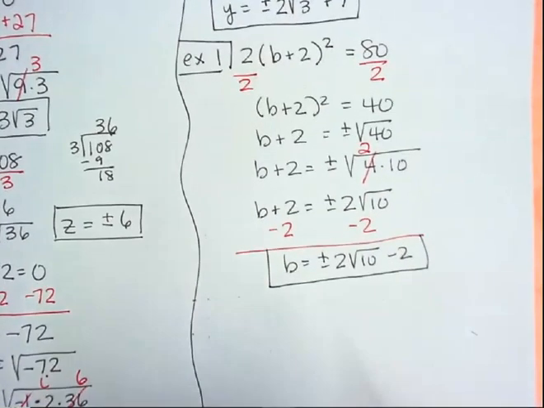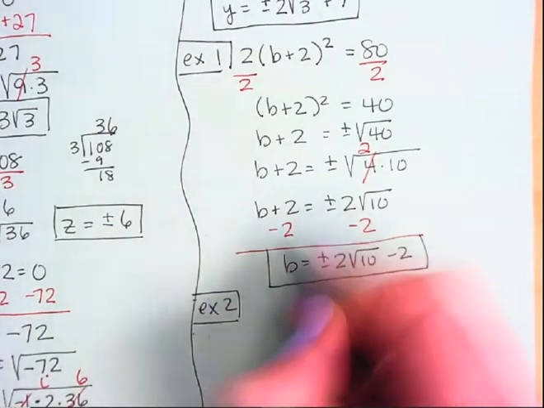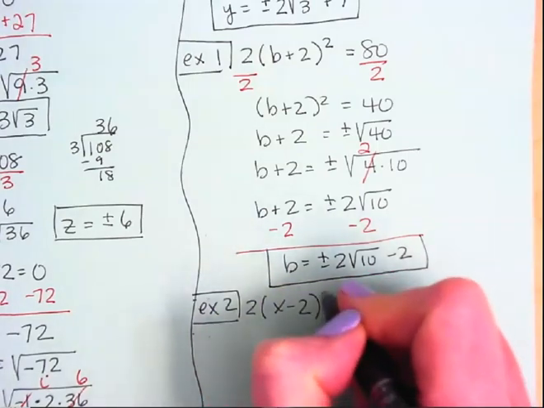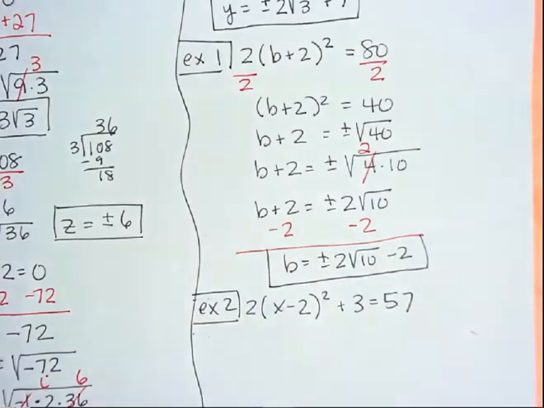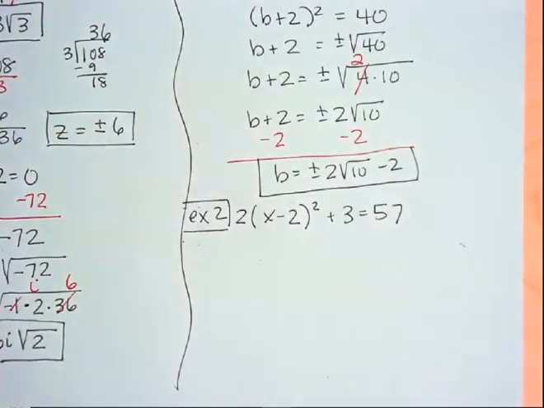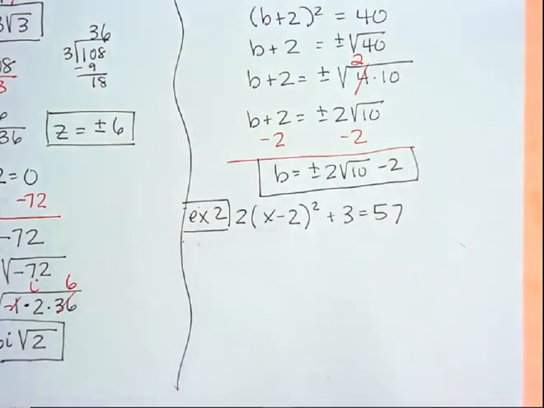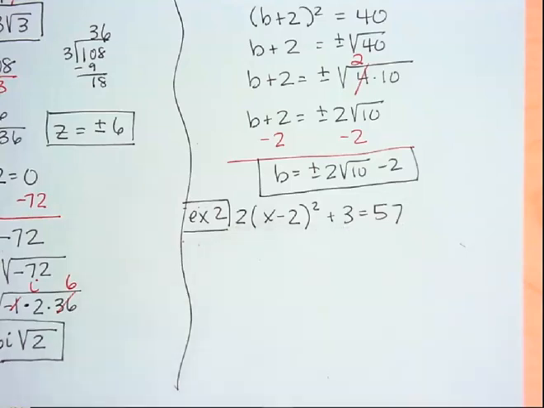And this is our last problem. 2 parentheses x minus 2 parentheses squared plus 3 equals 57. So our first goal is still to isolate the quadratic term. That's the group x minus 2. That's the thing being squared. So there's 2 things happening to that, a times 2 and a plus 3. We need to undo both of those.